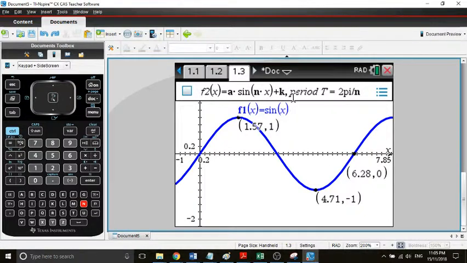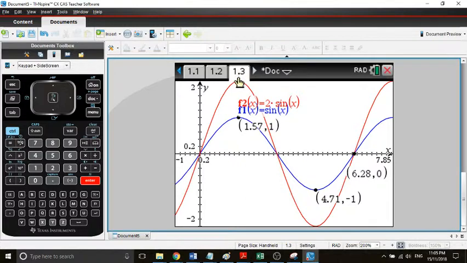Let's have a look at some of these things in action. So let's say we've got 2 sine of x. Here we go. It goes up to 2, down to negative 2, and then still has the same value here. So this has an amplitude of 2. Positive 2, negative 2, but it's still 2.